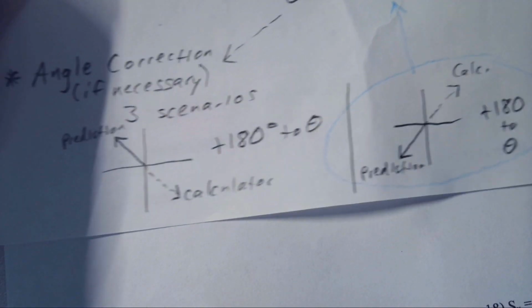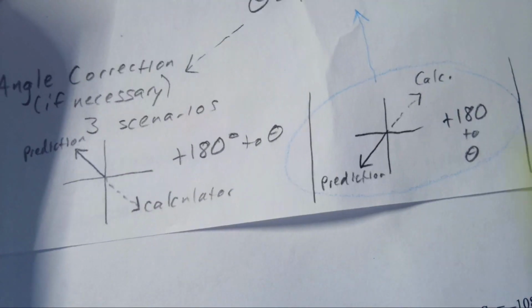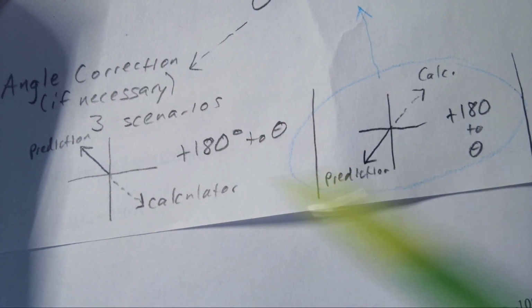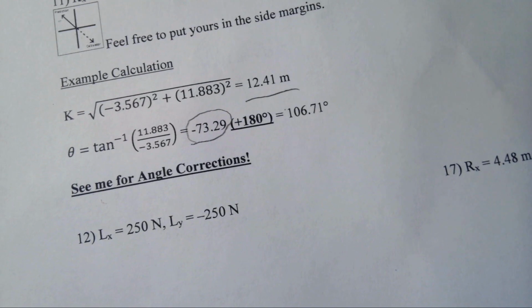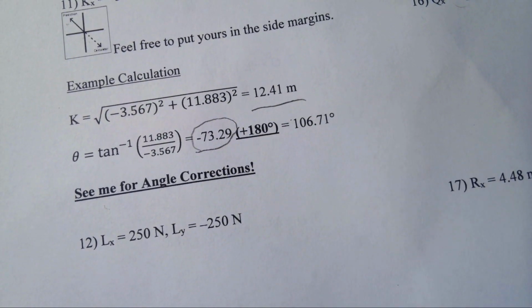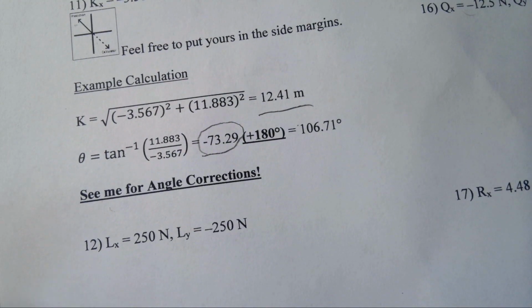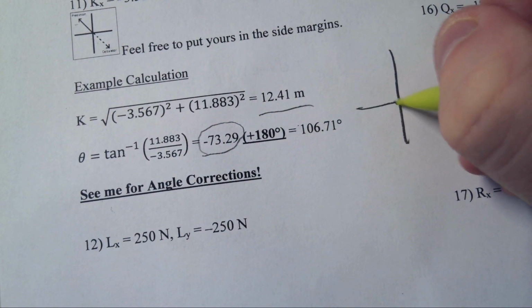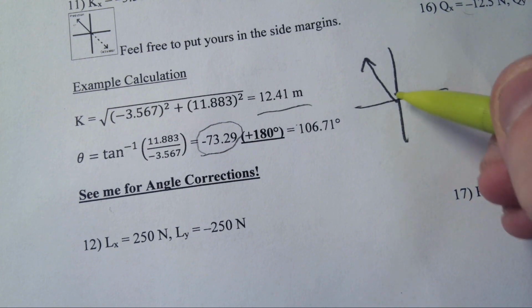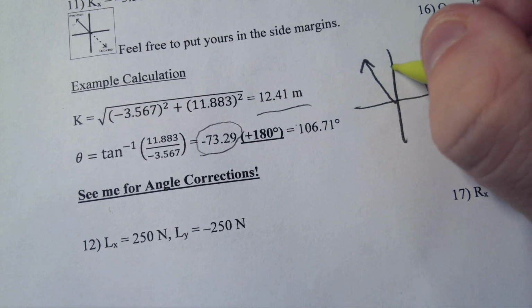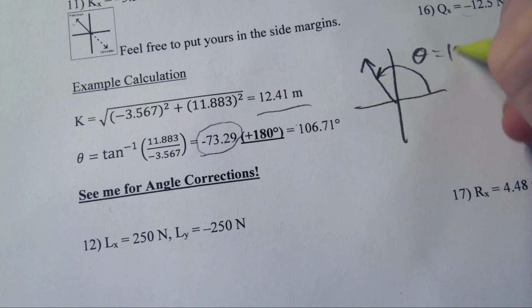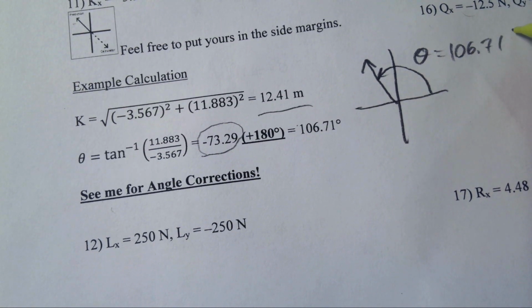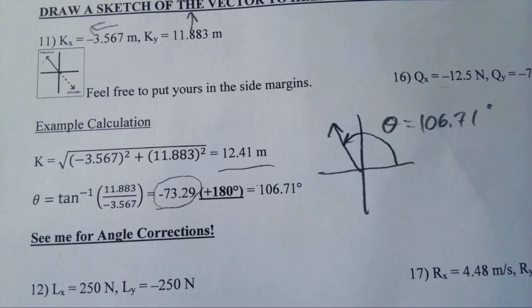For this case, it ends up being the first one. These are basically the same. If they're in opposite quadrants, add 180. So I went over here and I added 180 degrees and I got 106.71. And that makes sense. I don't want negative 73.29. I want to know what is that angle, and that is 106.71. So you won't always have to do angle corrections. It's only if it's one of these three scenarios here.